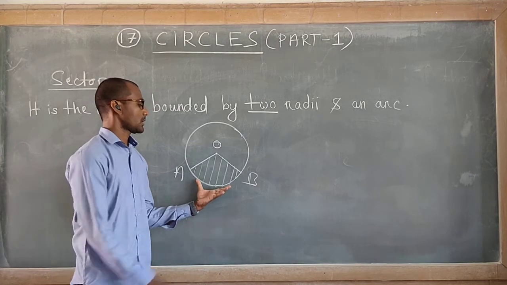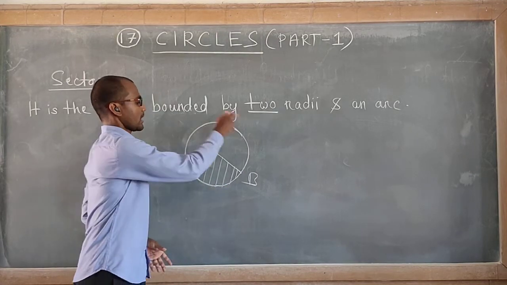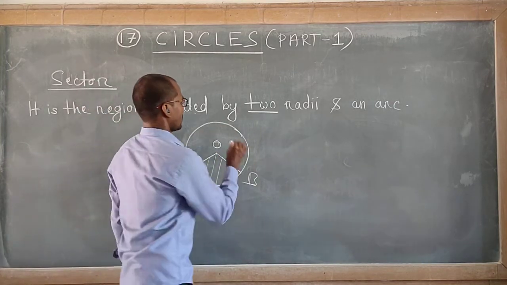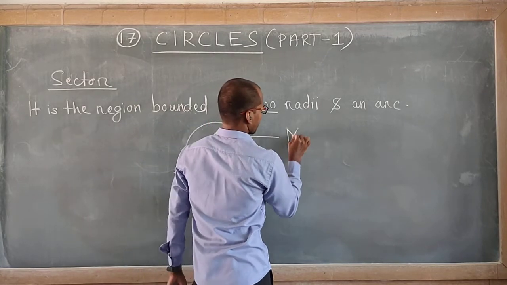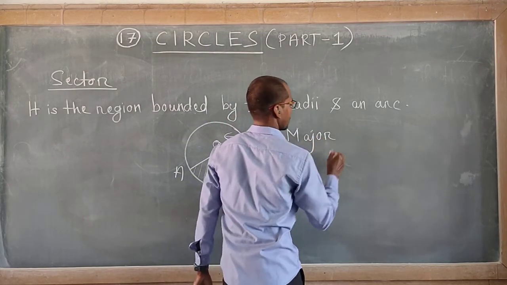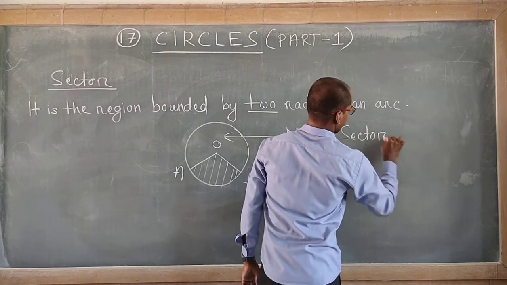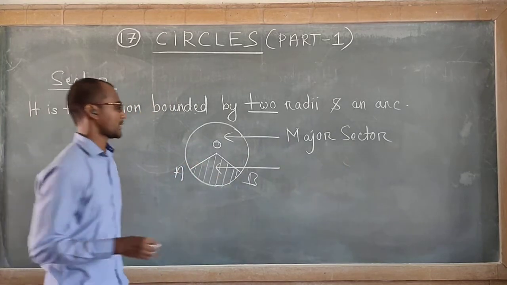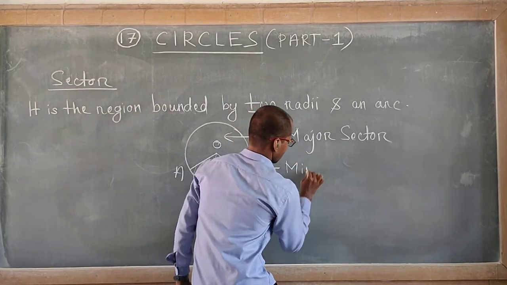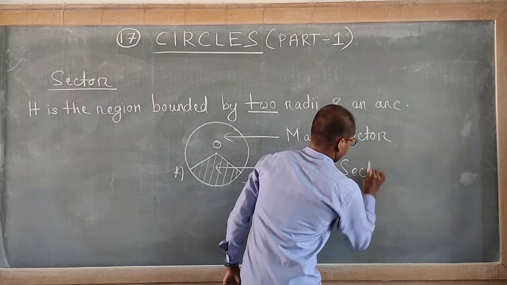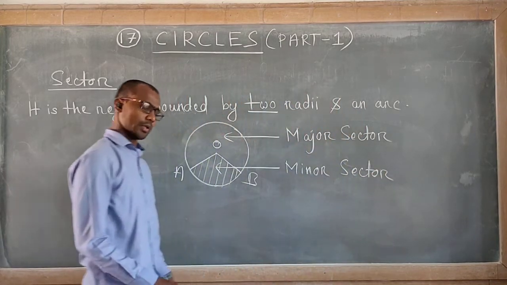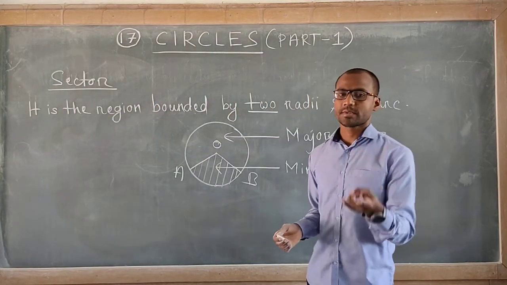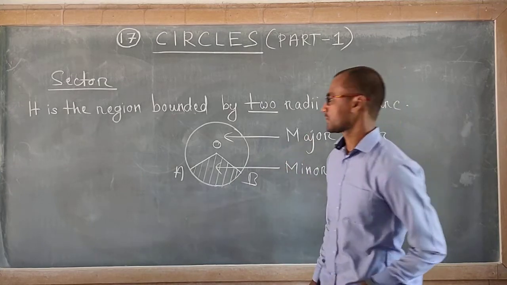If you see the minor arc, you will get this sector. If you see the major arc, you will get this sector. This is also a sector, the bigger sector. So we say major sector. This is a smaller sector, so we say minor sector. As there are two types of arc, minor and major, similarly we have two types of sector, minor and major.